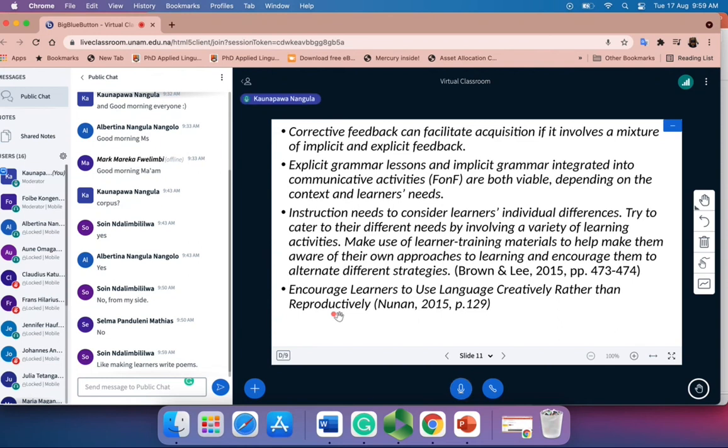Yes, exactly. As an example. Thank you very much, Soin. So you give them a different context or a different way to create their own poem, for example, but then they need to use the grammatical structure that you have taught them. So you're not controlling everything that they are doing with the grammatical structure that you are teaching them.